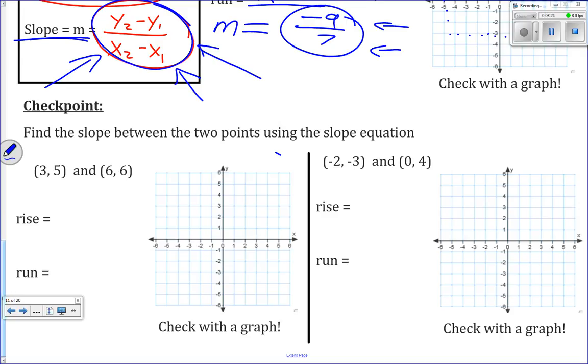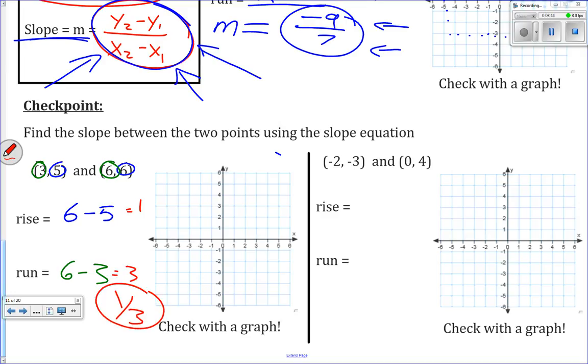Okay, I hope you're back. Let's try these two. Rise, 6 minus 5. My run is going to be 6 minus 3. That gives me a slope of 1/3. Rise over run. Okay, if I plotted it, 3, 5, and 6, 6, I'm going to go up 1 and over 3. Same thing, okay?